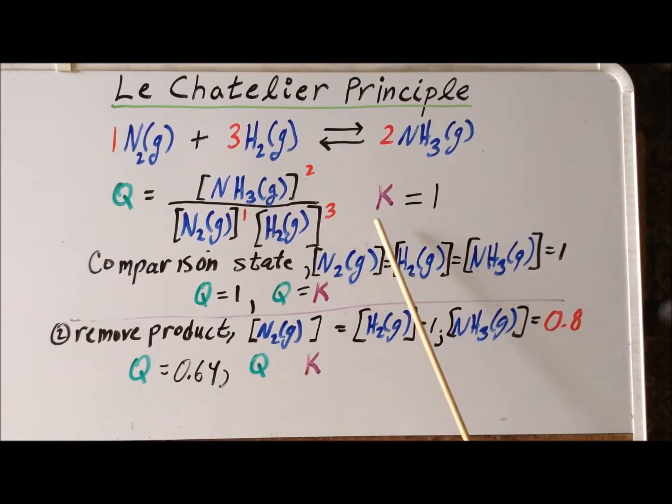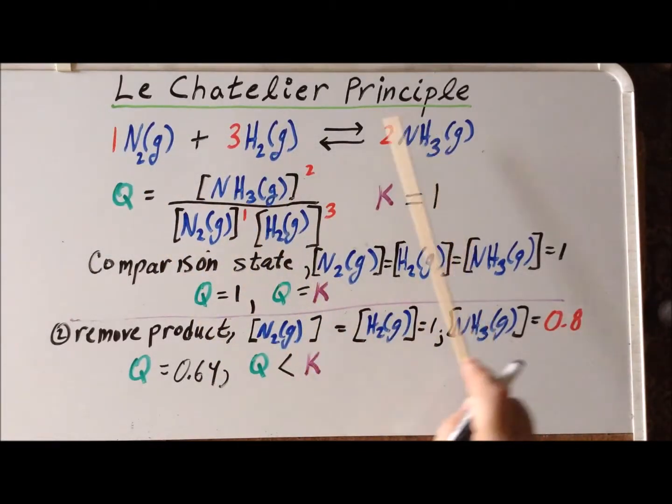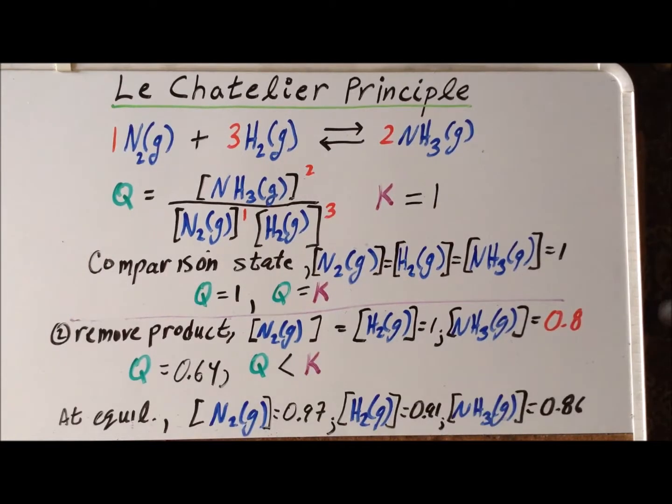Since we know that our equilibrium constant at this temperature is equal to 1, we realize that Q is less than K. Because the system is in a situation where Q is less than K, we are too far to the left, and the system has to respond by moving to the right. In the process, it will consume some nitrogen and hydrogen, and in the process, create more ammonia. And that way, Q will approach K. After moving to the right, equilibrium will be reestablished.